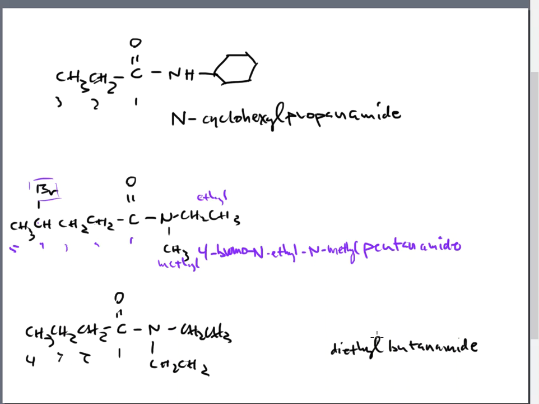However, each one of those ethyls is attached to the nitrogen, and I have to make that clear. So even though I can put diethyl here, I still have to put N. The first N represents the first ethyl. The second N represents the second ethyl. They still need an identifier.